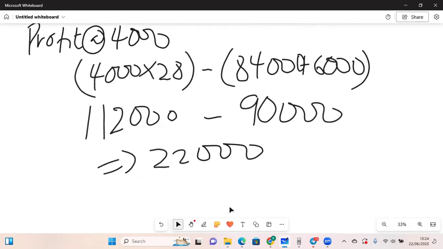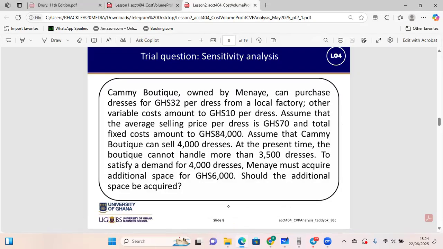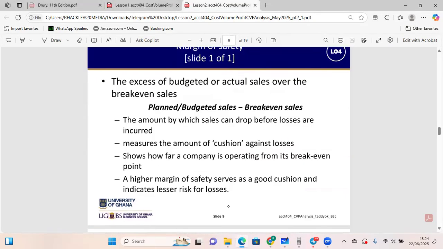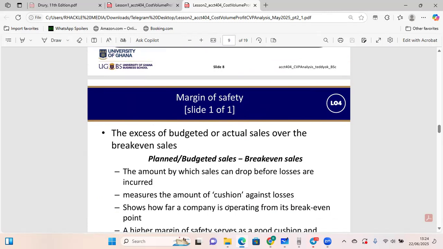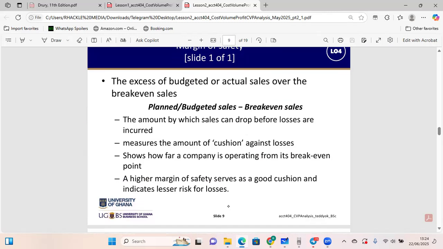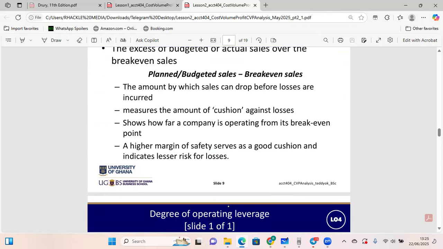Now, let's take the next question. So I spoke about break-even margin of safety, right? And I said that it is how far the actual sales is from the break-even point. So it is the excess of budgeted or actual sales over the break-even sales. The amount by which sales can drop before losses are incurred, because when sales fall below the break-even point, we start making losses, right?